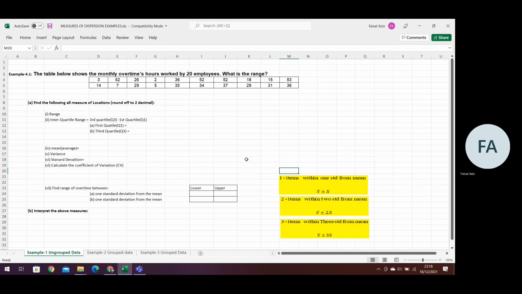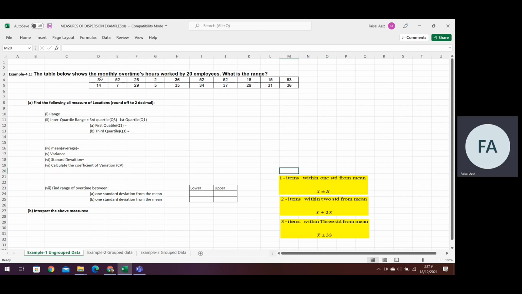In this video, I will talk about the measures of dispersion, like what is the variation of observations around the mean. So we have different measures of variation which include range, interquartile range, standard deviation, and so forth. Here again, as usual, I will start first with the ungrouped data, as you can see in this example.